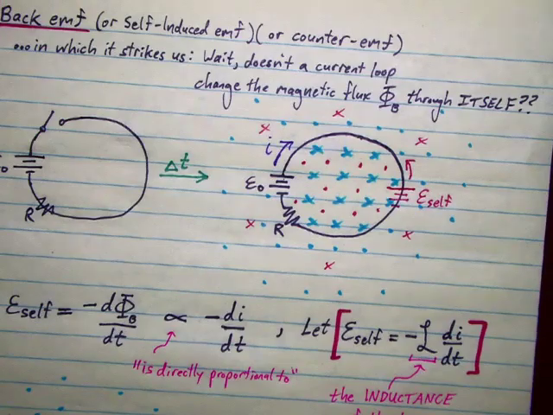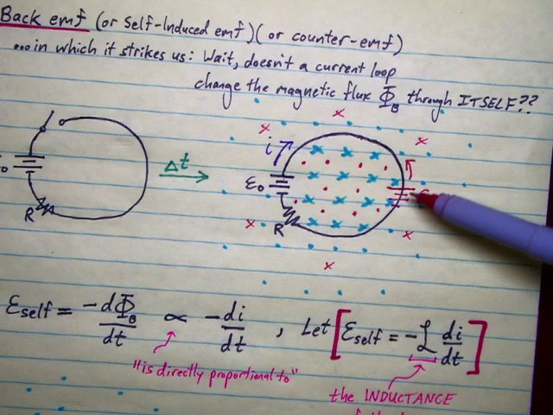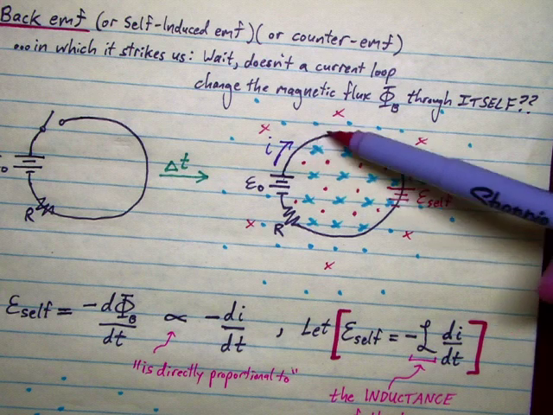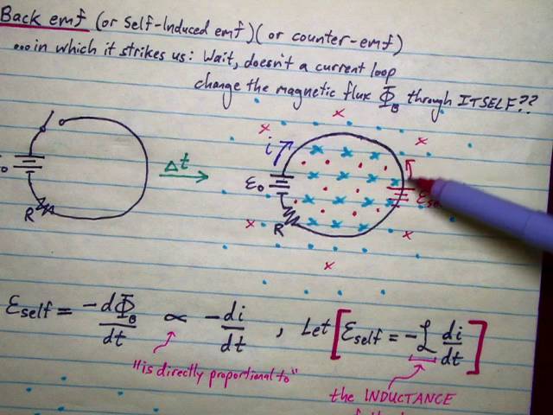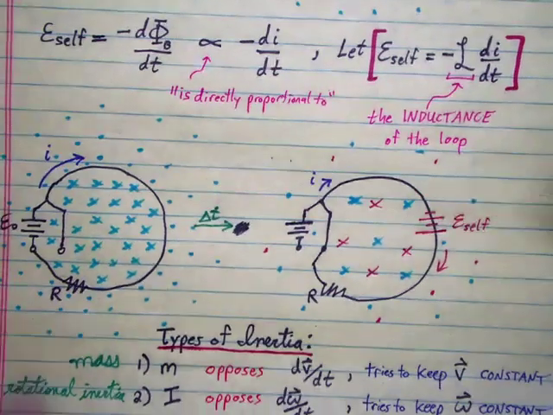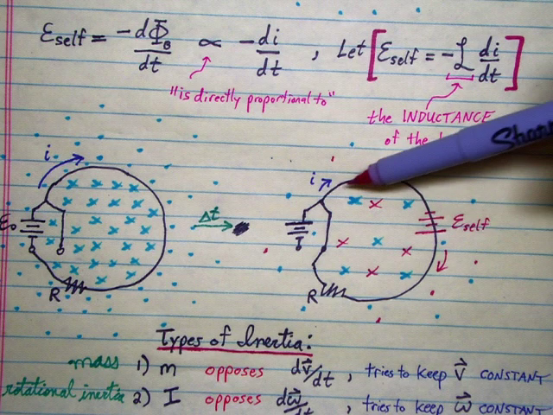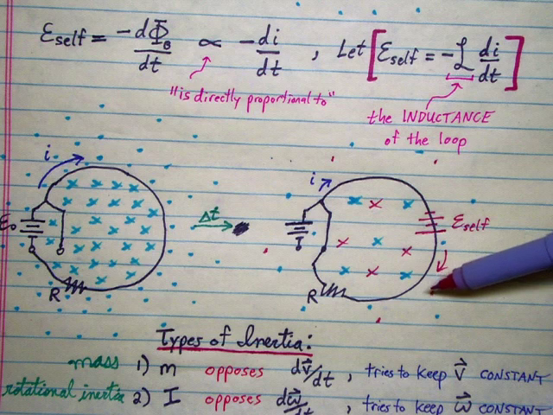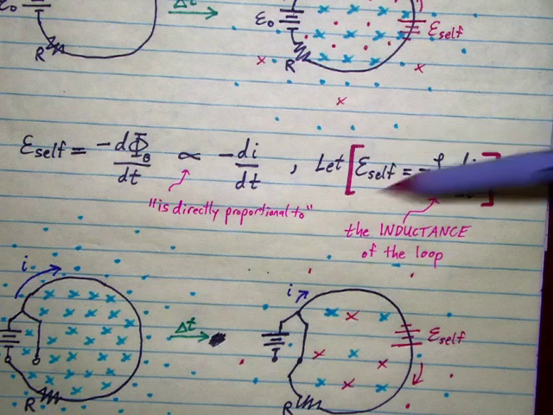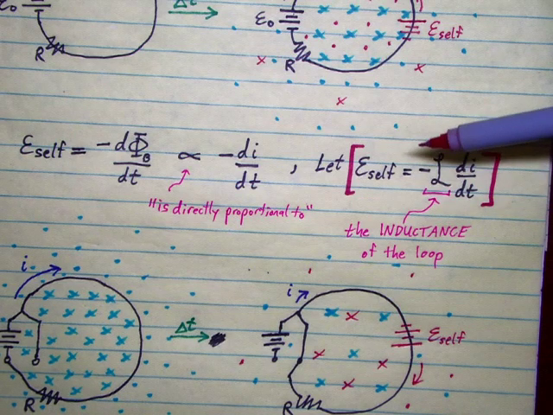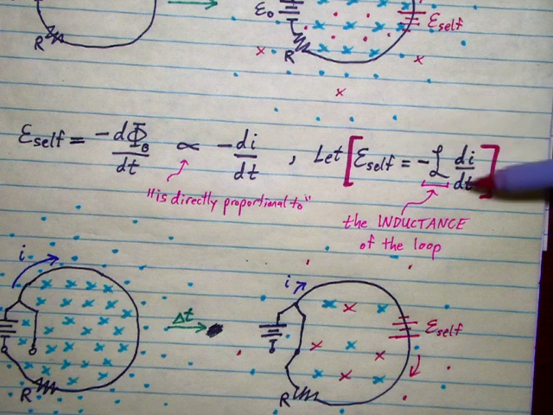So between the two examples, we've seen our self-induced EMF oppose the current, trying to stop a growing current from growing. And here we're seeing a self-induced EMF do the opposite, trying to keep a diminishing current from diminishing, trying to maintain it as it was. So in either case, our back EMF, our self-induced EMF, is an effect of the system that tries to keep the current at whatever it was.